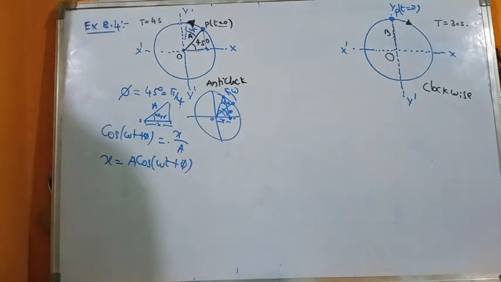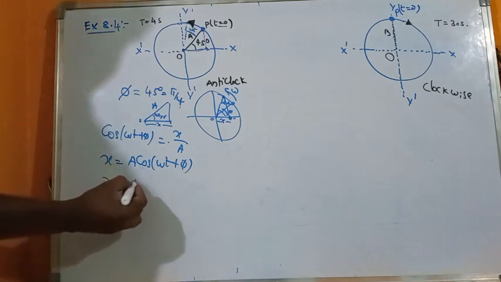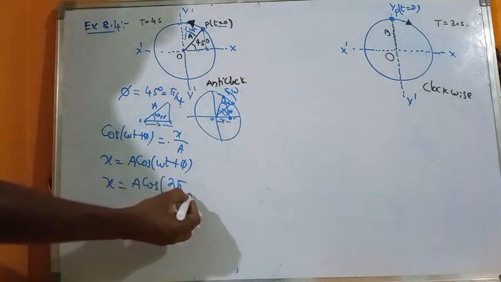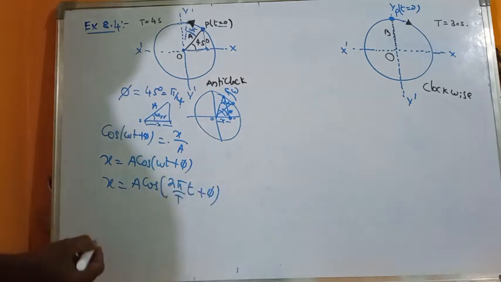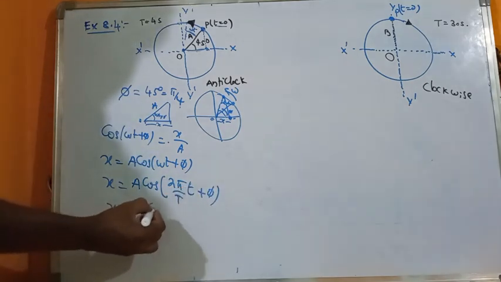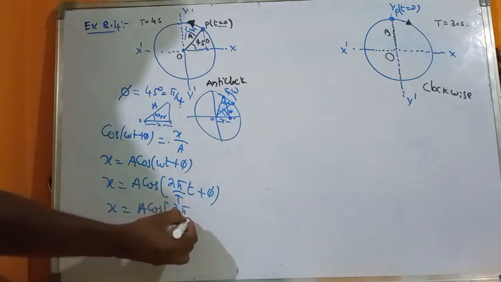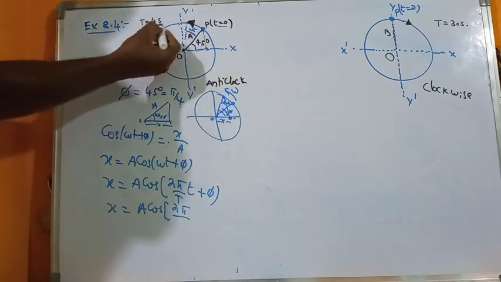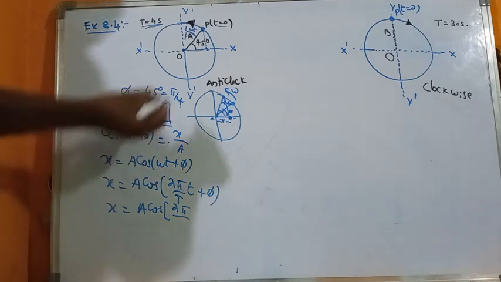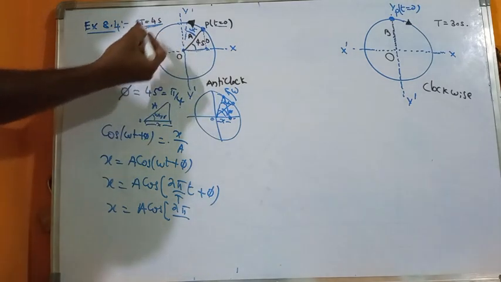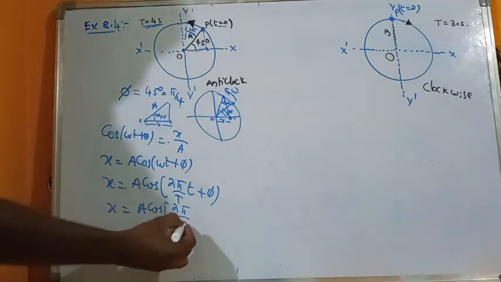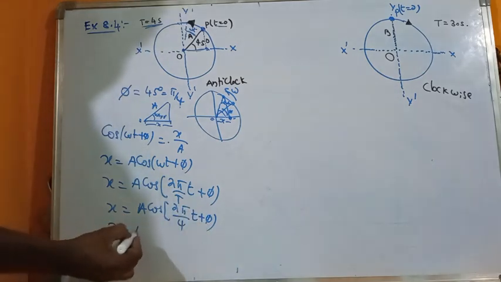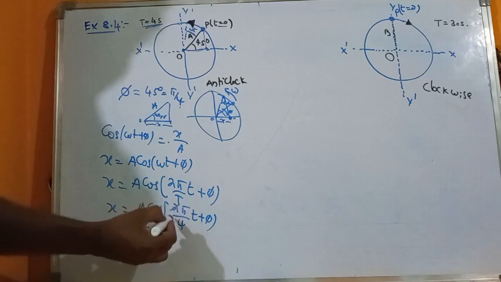This is the equation. We can express it as a cos(2 pi by capital T into small t plus phi). In this situation, the capital T is given as 4 seconds while it is moving in the anti-clockwise direction. So I substitute 4 for T, and x is equal to a cos of 2 pi by 4 into t plus phi.